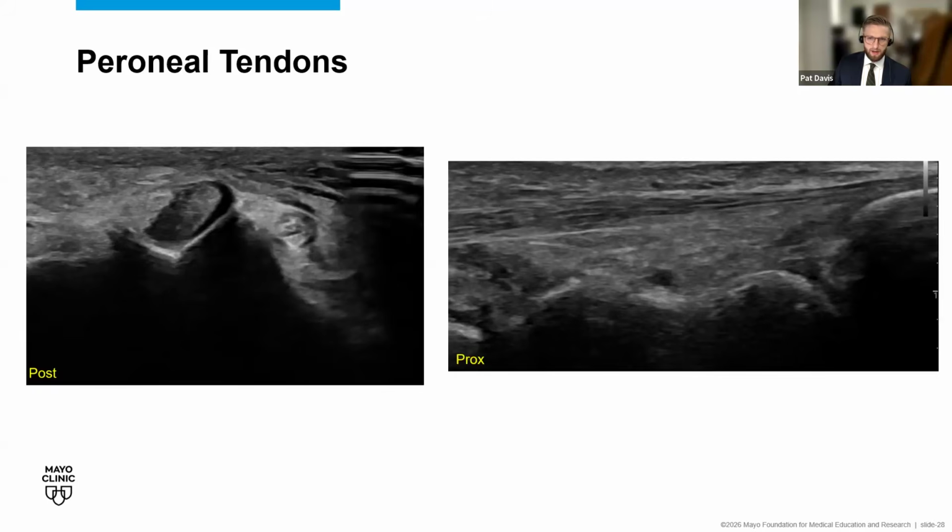On the right, given the inversion mechanism, you also want to make sure to take care to evaluate your peroneus brevis insertion as it comes into the base of the fifth metatarsal, making sure that there's no avulsion injury, which there doesn't appear to be, and also there appears to be good typical appearance of that peroneus brevis tendon.